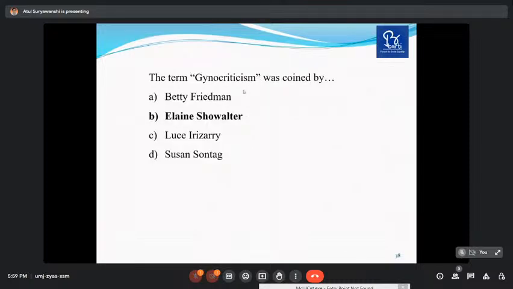The term gynocriticism: gyno means woman. So it is the criticism associated with women's literary work, and this term was coined by Elaine Showalter. In Towards a Feminist Poetics, Elaine Showalter talks about gynocriticism, which is associated with the criticism of women's writing.